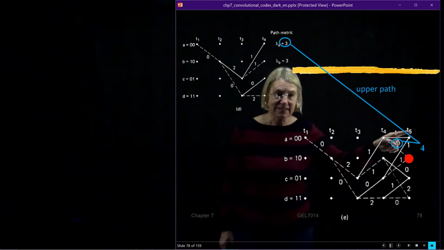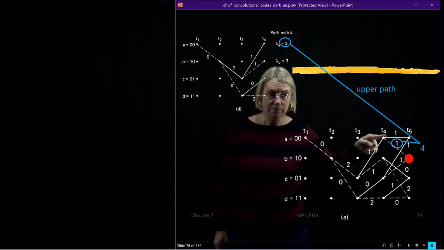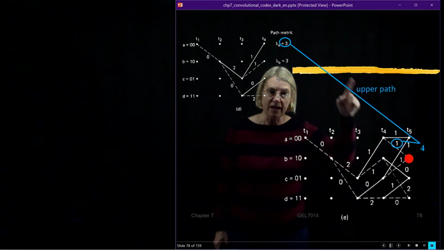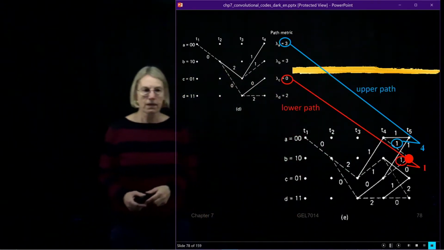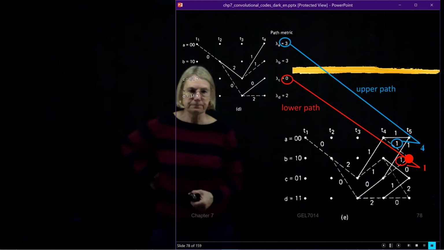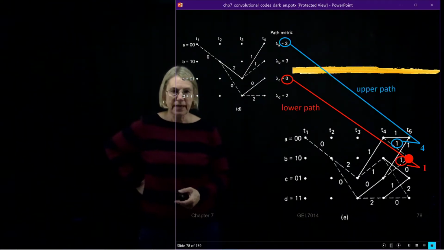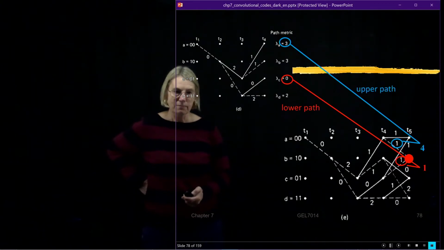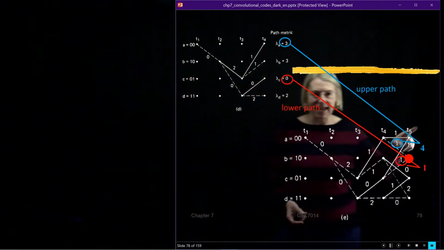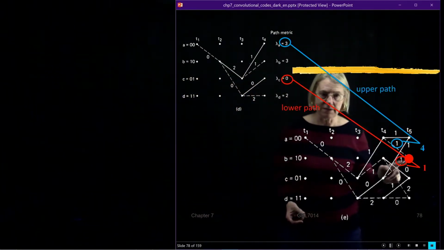The upper path at T5 comes from T4. And so at T4, the path metric up to that point at state A was 3. And so I just add 3 and 1, and I get 4. The lower path came from state C, which had length of 0. And from that, I can see that the total length now is 1. I'm sorry, I was pointing at state A, and I should have been talking about state B, my mistake.